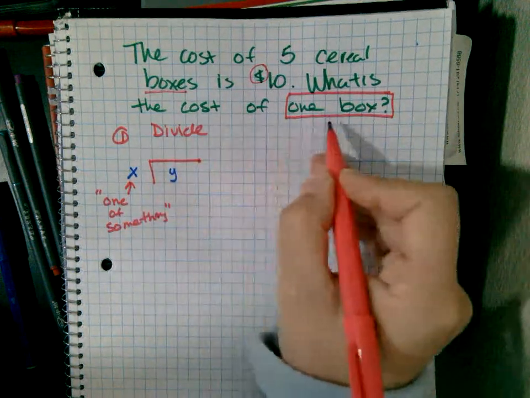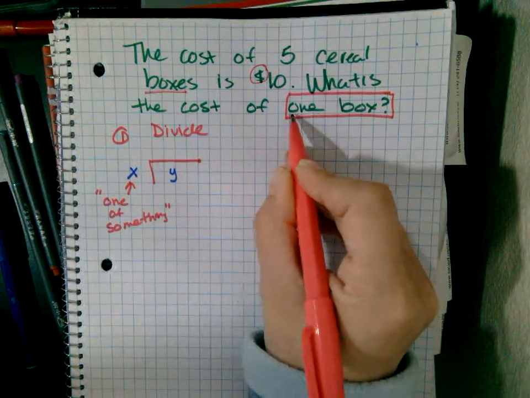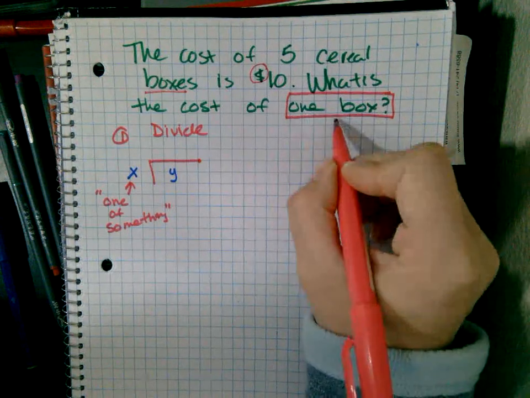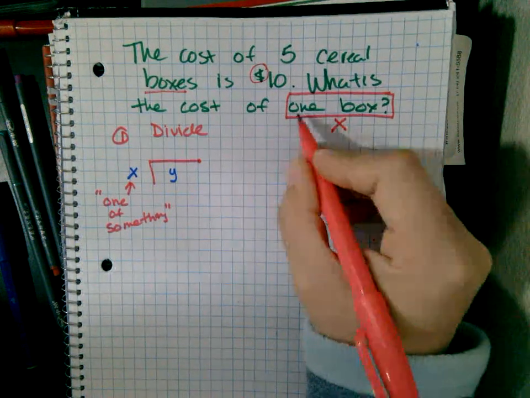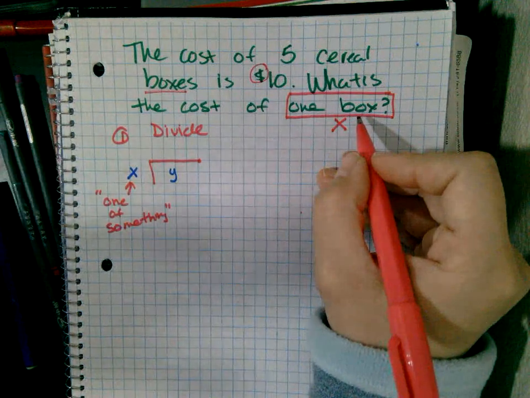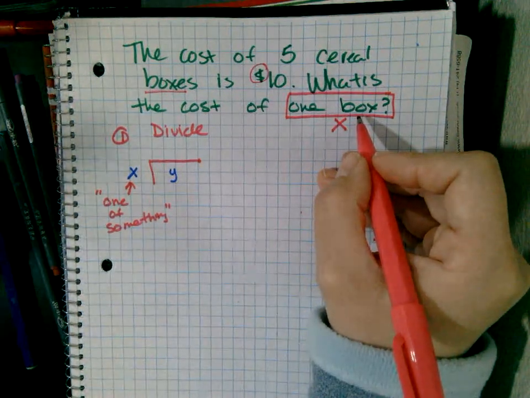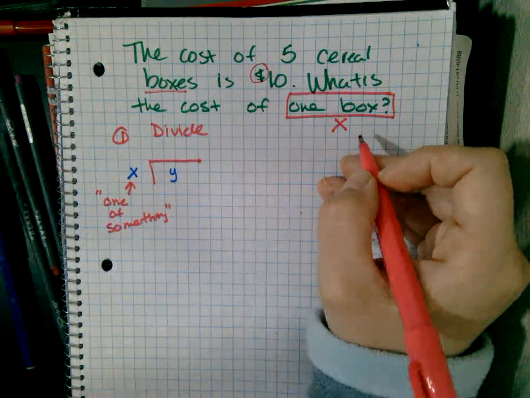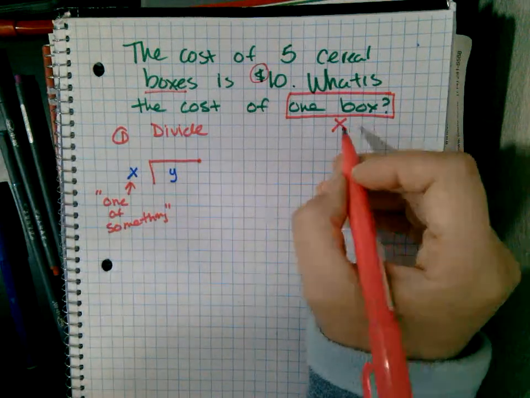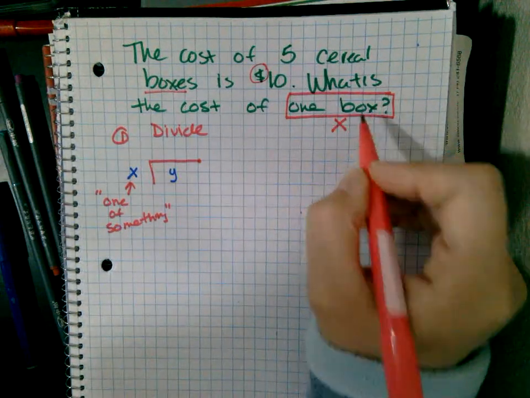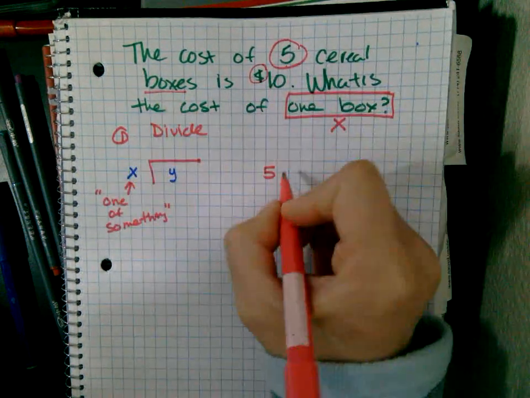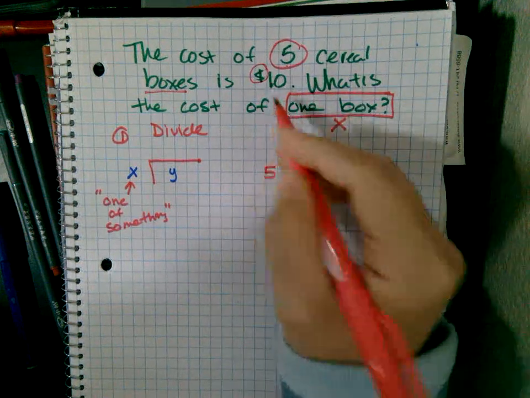So what is the cost of one? This is spelled one. I'm sorry for my messy writing. 1 box. Because it says 1 box, that becomes your X. Your X is the one of something. Is it 1 minute, $1, 1 box, one what? 1 row, 1 car. Because that's my X, therefore 5, because 5 represents my boxes, goes outside, and 10, which is my money, goes inside.